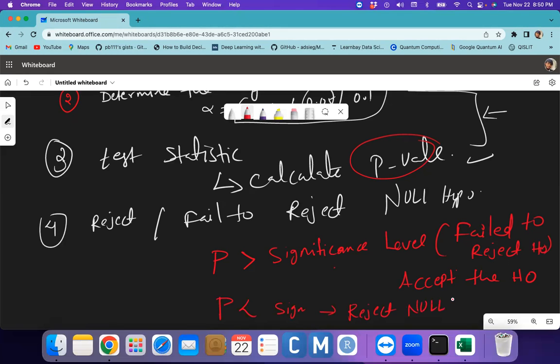So we need to remember this particular thing. Don't confuse your p-value and your significance value. The p-value is different and the significance value is different. The significance value is given by the domain expert, or else it could be the constant 0.05. The p-value is calculated by different kinds of test statistics. With the help of any one test statistic, we calculate the p-value. If the p-value is greater than the significance value, we accept the null hypothesis. If the p-value is less than the significance value, then we reject the null hypothesis. Clear?